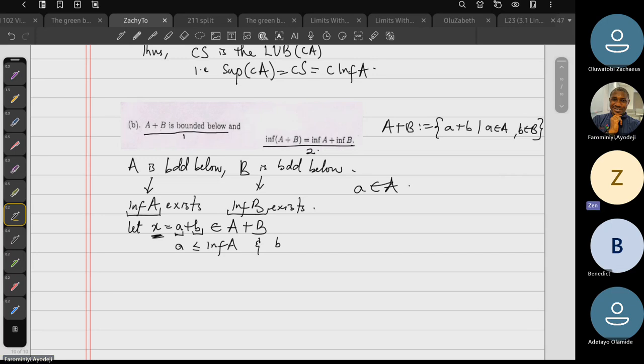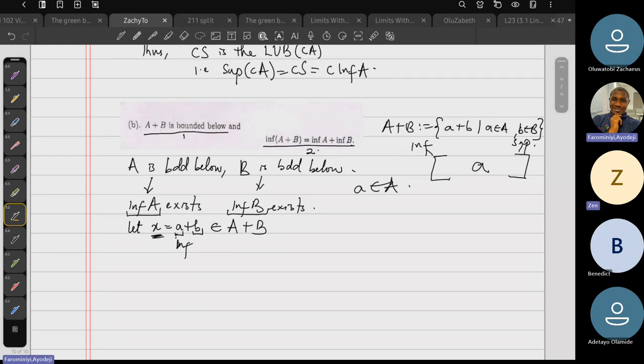Infimum is the one below. Supremum is the one above. Infimum is here. The supremum is greater than or equal to the infimum of A. Good, so I can rewrite it as infimum.